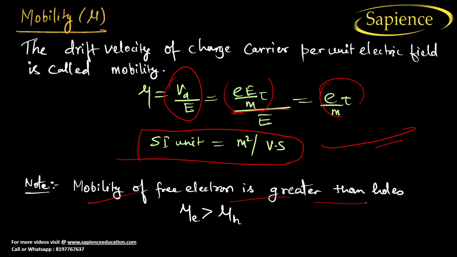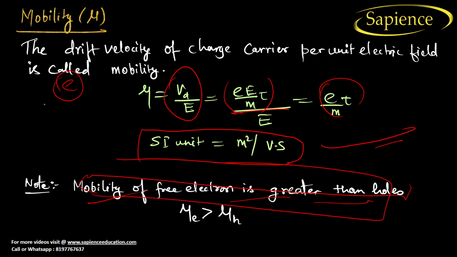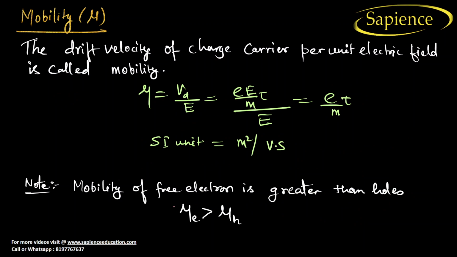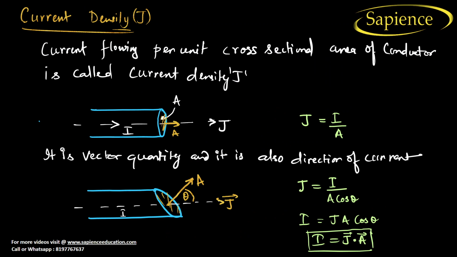The mobility of a free electron is always greater than that of holes. You should remember, because electrons are extra in number, so they have easy movement. But for holes, it is not easy movement, right? So the mobility of electrons is greater than that of holes. This question may be asked, right?